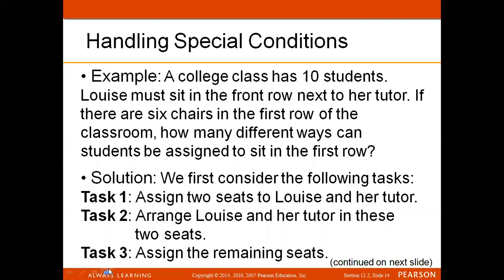Example of handling special conditions first. A college class has 10 students. Louise must sit in the front row next to her tutor. If there are 6 chairs in the first row of the classroom, how many different ways can students be assigned to sit in the first row?